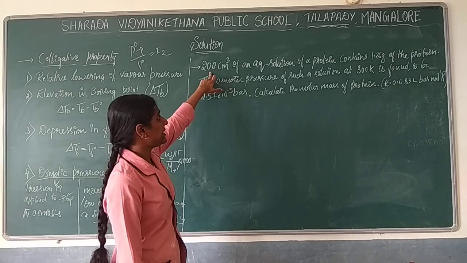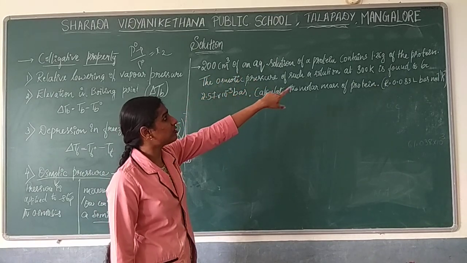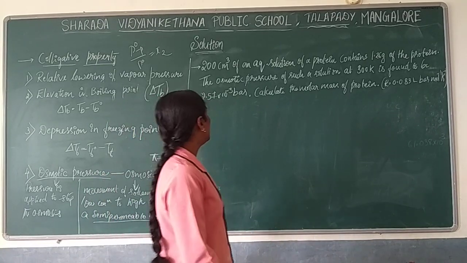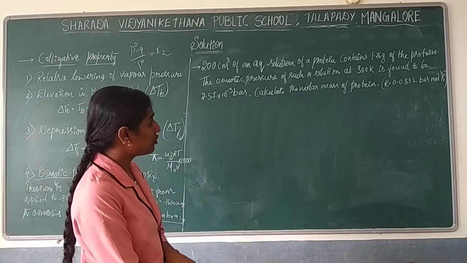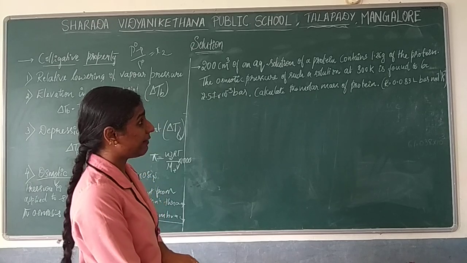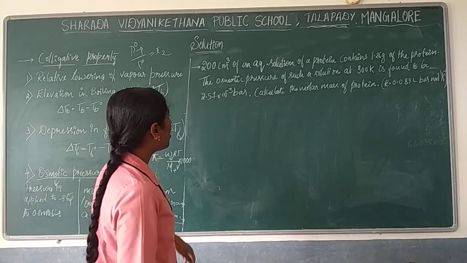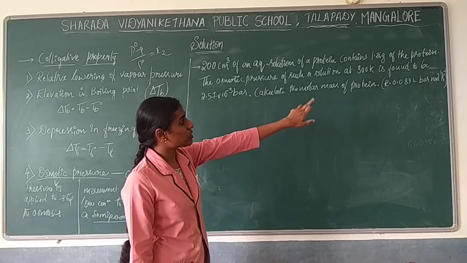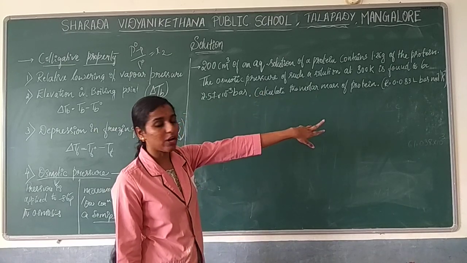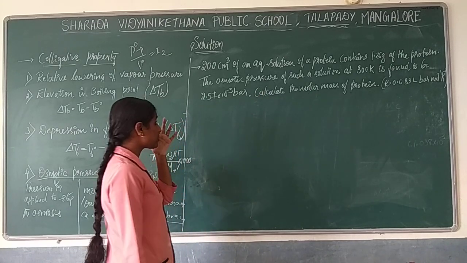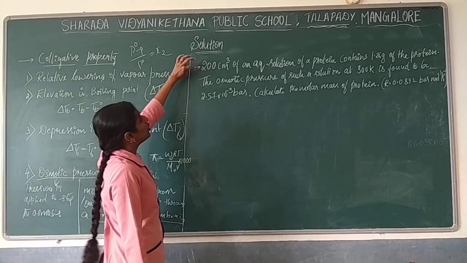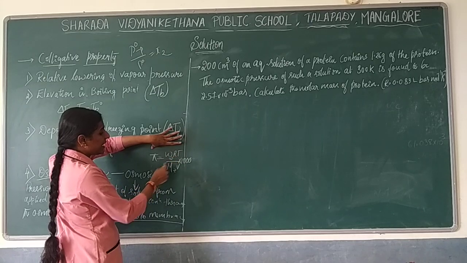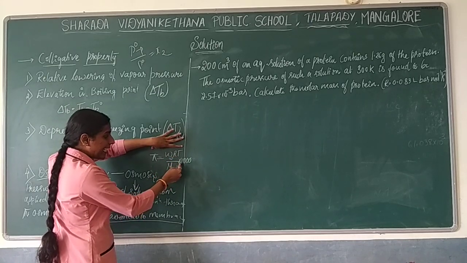200 cm cube of an aqueous solution of a protein contains 1.26 gram of protein. The osmotic pressure of such a solution at 300 Kelvin is found to be 2.57 into 10 to the power minus 3 bar. Calculate the molar mass of protein, giving the R value also. So now what are you supposed to do, given in this diagram? According to the formula, pi is equal to W2 RT divided by M2 V into 1000, right?